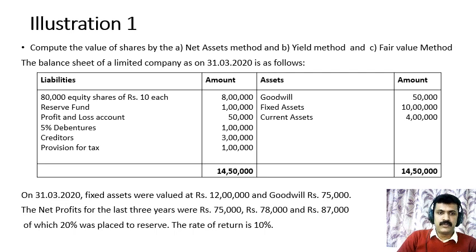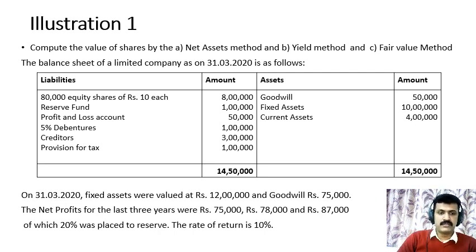In this illustration, we are asked to compute the value of shares by the net assets method, yield method and fair value method. The balance sheet of a limited company as on 31st March 2020 is given below. On the liability side, we have 80,000 equity shares of Rs 10 each, 8 lakhs, reserve fund 1 lakh, profit and loss account 50,000, 5% debentures 1 lakh, creditors 3 lakhs, provision for tax 1 lakh. On the asset side, we have goodwill 50,000, fixed assets 10 lakhs, current assets 4 lakhs. Total value of the balance sheet is 14 lakhs 50,000.